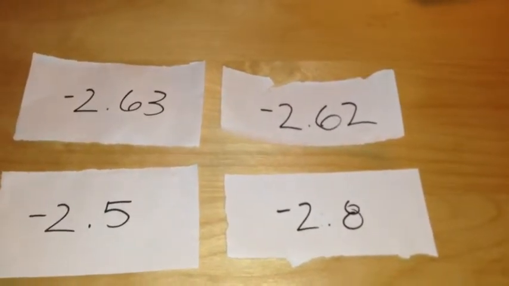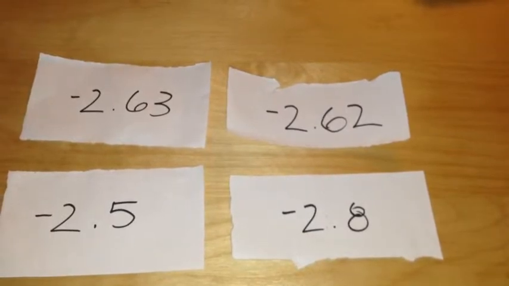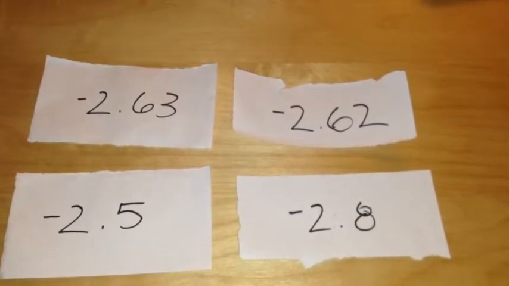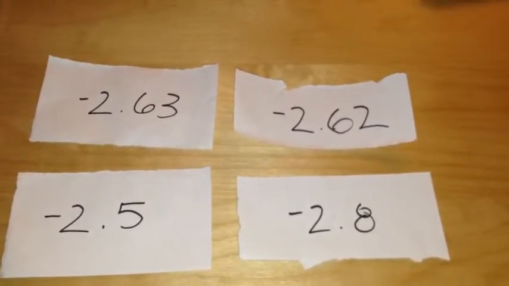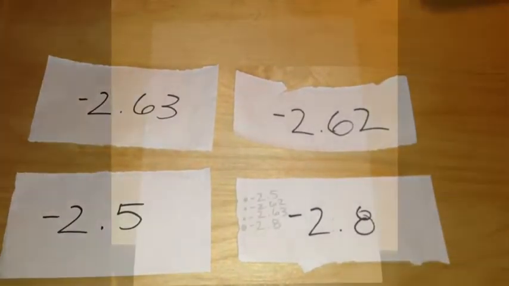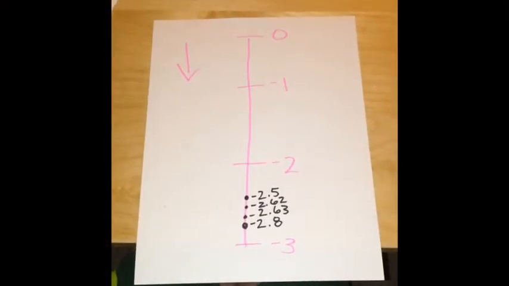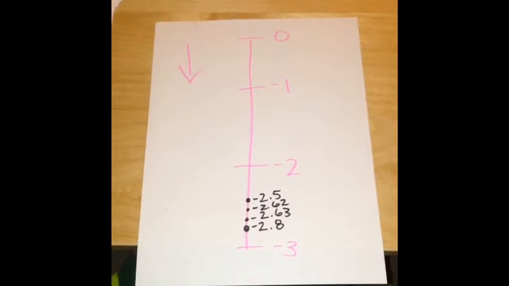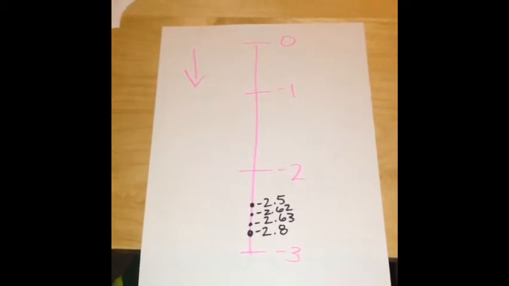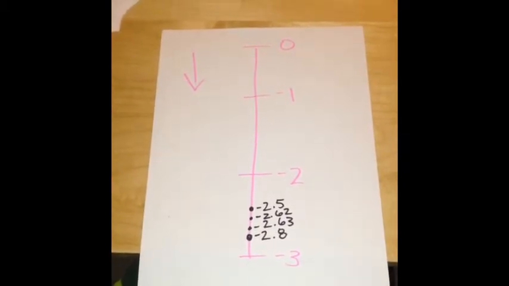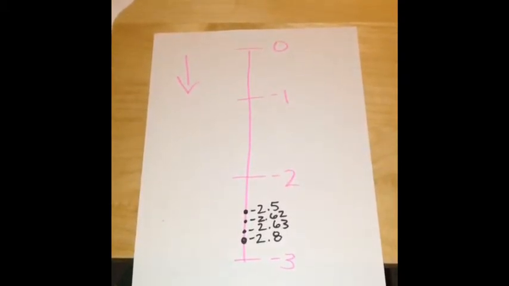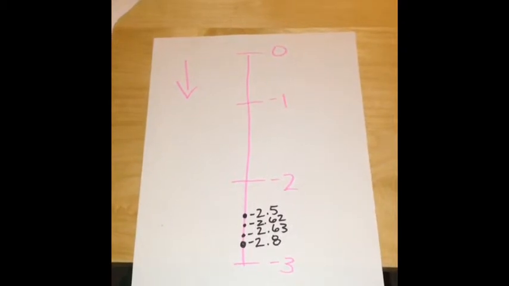The fourth example is ordering negative decimals in an ascending order. We have 4 values: negative 2.63, negative 2.62, negative 2.5, and negative 2.8. Remember, when dealing with negatives, the number further away from 0 is the smallest. When we look at these values on the number line, we can see that negative 2.8 is further away from 0 than the rest, so it is the smallest number. So in ascending order, it is negative 2.8, negative 2.63, negative 2.62, followed by negative 2.5.